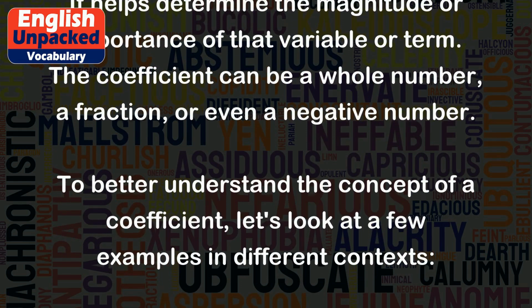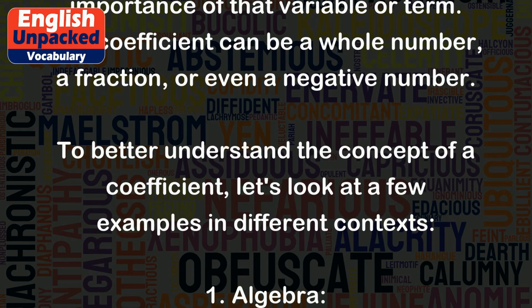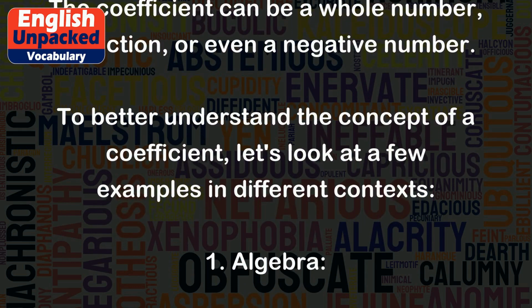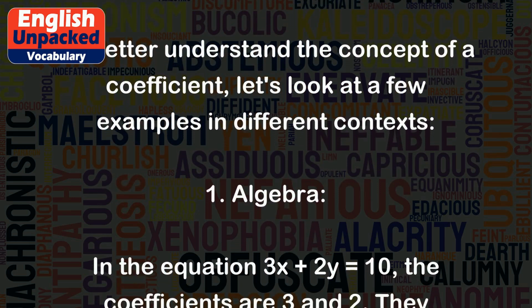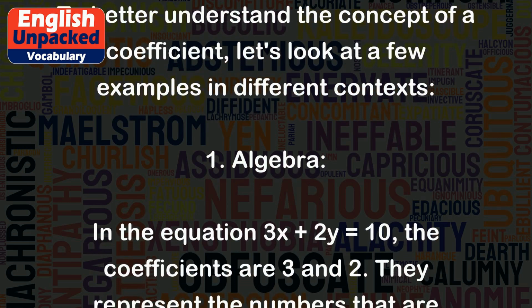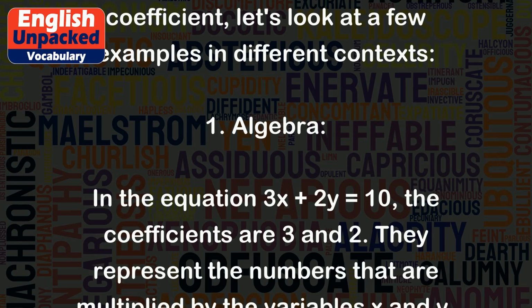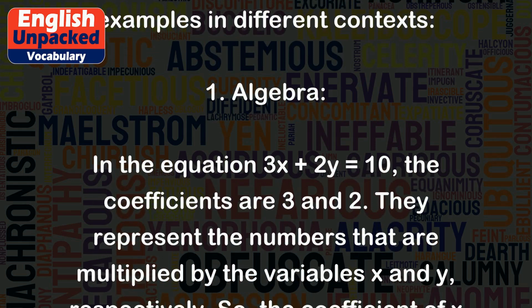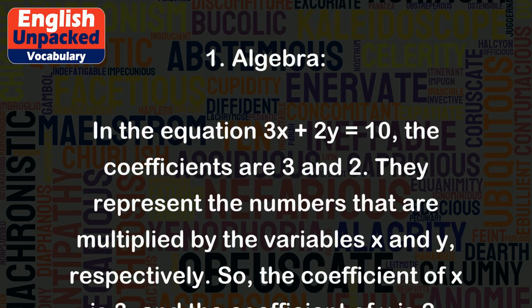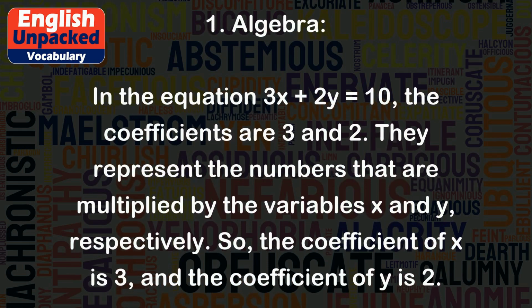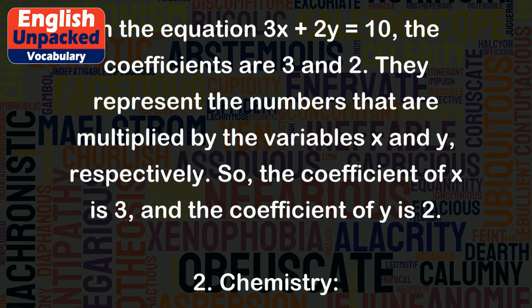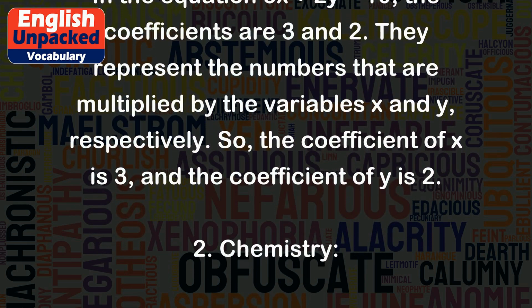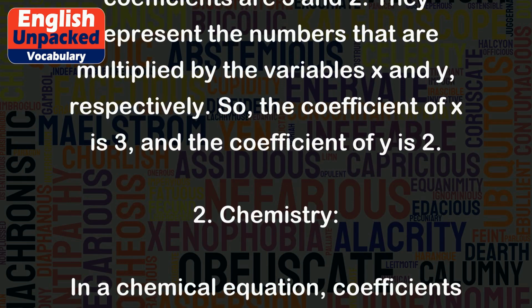To better understand the concept of a coefficient, let's look at a few examples in different contexts. 1. Algebra. In the equation 3x + 2y = 10, the coefficients are 3 and 2. They represent the numbers that are multiplied by the variables x and y, respectively. So, the coefficient of x is 3, and the coefficient of y is 2.